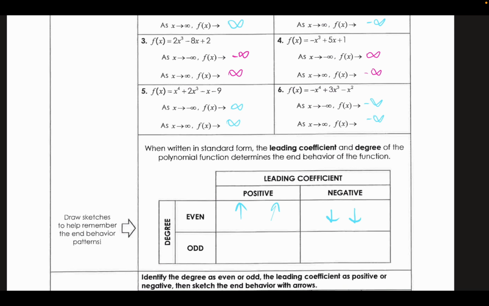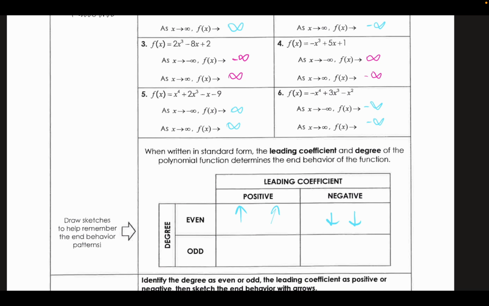Whereas for the odd degree, when the leading coefficient is positive, like on number 3 up above, you have forever down on the left and forever up on the right. So looking something like this. Whereas when they have the negative leading coefficient, it just flips it. So even degrees either both go up or both go down, and odd degrees go one of each. And between positive and negatives, it just reflects or flips the direction of each end behavior.